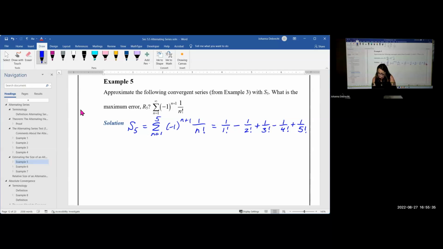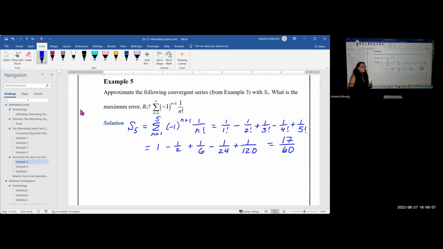So when we look at this, we can write this out in terms of fractions. That's just 1. This becomes 1/2. 3 factorial, we said, is 6, so this becomes 1/6. 4 factorial is 24, so this is 1/24. And 5 factorial is 120, so we get 1 over 120. And when we add all of these together, we come up with 17 over 60, which is our approximation for the limit of the sequence of partial sums. It's our approximation for S infinity.